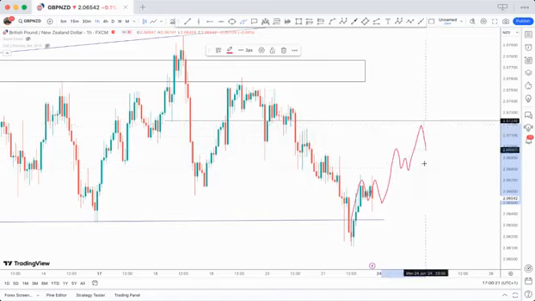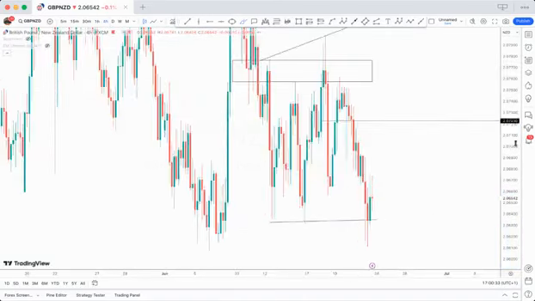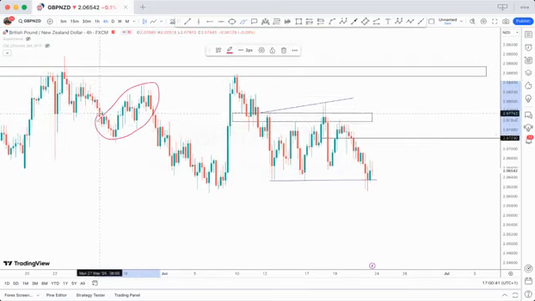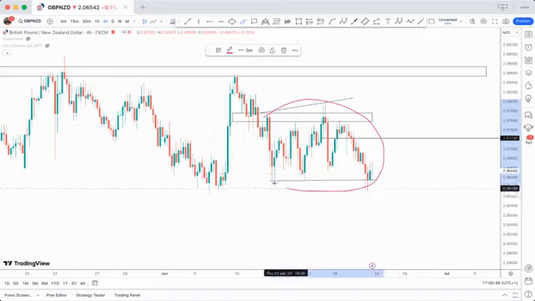So remember that in a correction or in a pullback, we always anticipate a minimum of 3 waves. So when there's no minimum of 3 waves, then I am not going to trade that market. Okay, I am not going to trade that market. So this is a pullback. You can see we have a 3 wave formation already. We have wave one, wave two, and wave three. Okay, and everything right here is also a pullback.